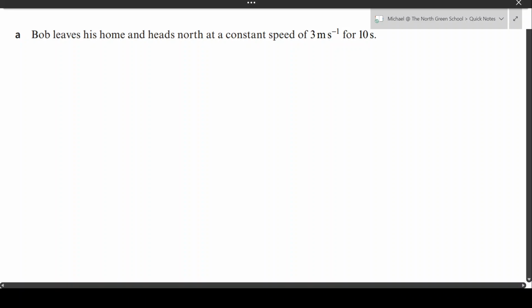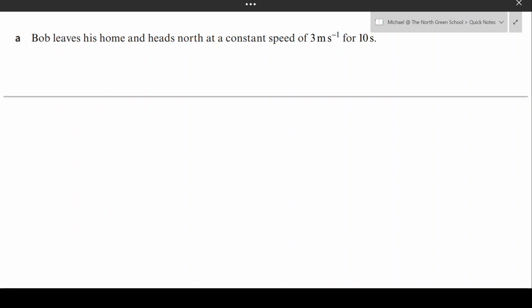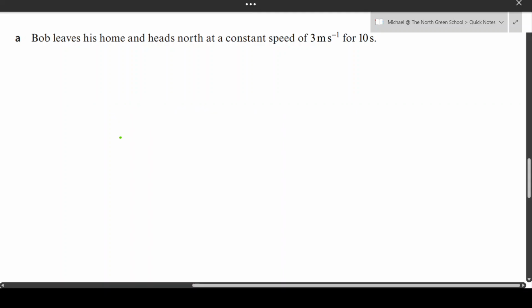So for this video, I want to try out a few questions on displacement time graphs. We're going to look at the simpler ones here, and then we'll look at the more complicated ones in a later video. Anyway, let's begin. So I've got the question here.